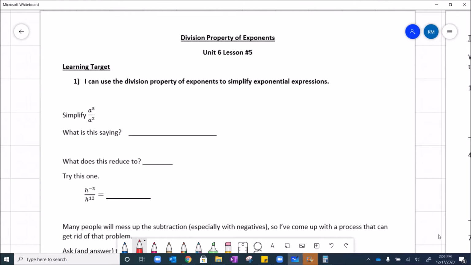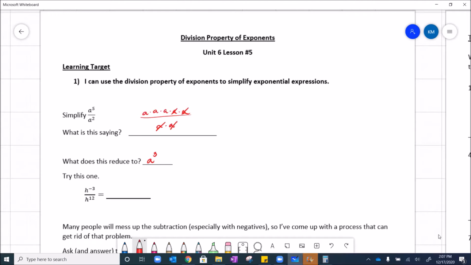Here it says simplify a to the fifth over a squared. What is this saying? Well, remember that a to the fifth would mean a times a times a times a times a, 5 times. A squared is a times a. They're asking us to reduce this. What does this reduce to? We can reduce this by canceling out our common factors, and then we'll get a to the third power.